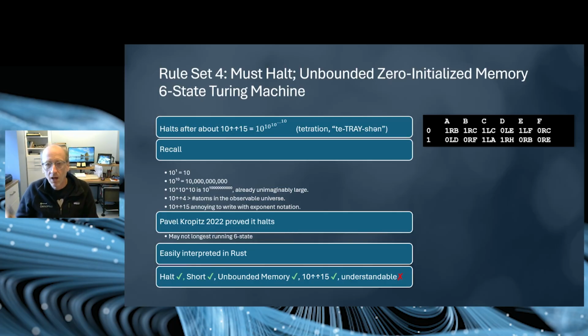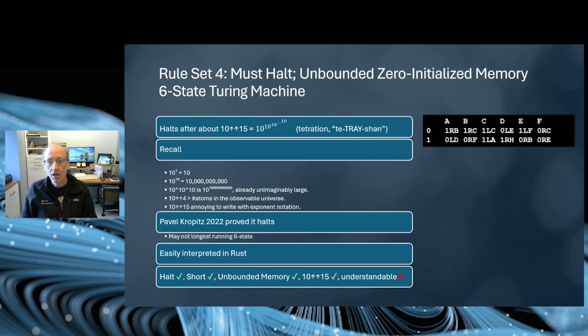So let's review a little bit of exponential notation. 10 to the first power is 10. 10 to the 100th power is 10 billion. 10 to the 10 to the 10 is 10 raised to the 10 billion, so that's really, really big. 10 to the up arrow 4 is 10 to the 10 to the 10 to the 10. That's more than the number of atoms in the observable universe. And we can say 10 to the up arrow 15 is a number so big that it's annoying to represent in exponential notation. So that's pretty big.